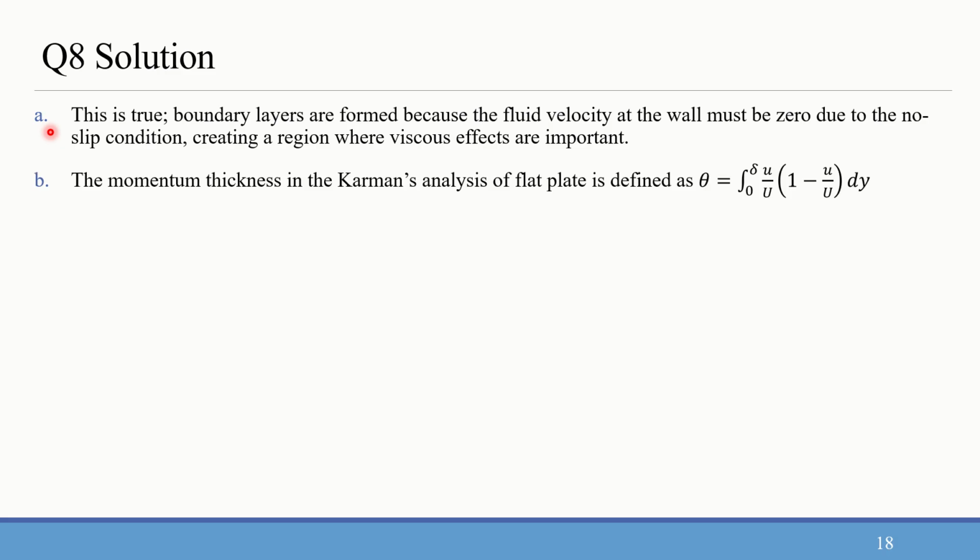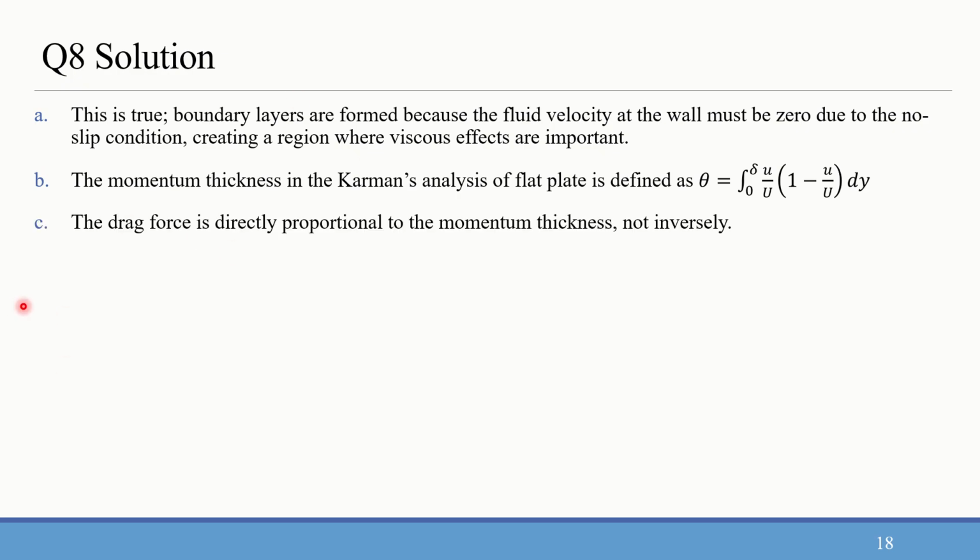Next one is the momentum thickness in Karman's analysis of flat plate, defined as theta is equal to integral from 0 to delta of u by U times (1 minus u by U) dy. In the question it was given as 1 minus u by U the whole square, but it is not squared. In Karman's analysis of flat plate, momentum thickness is defined as theta equal to the integral of u by U times (1 minus u by U), with integration from 0 to delta, integrating with dy. So that is the issue with the second statement.